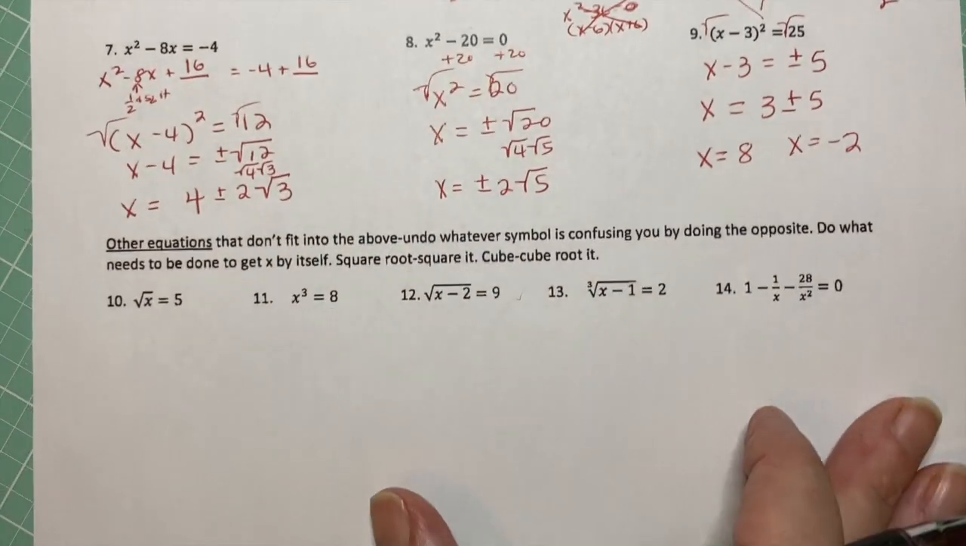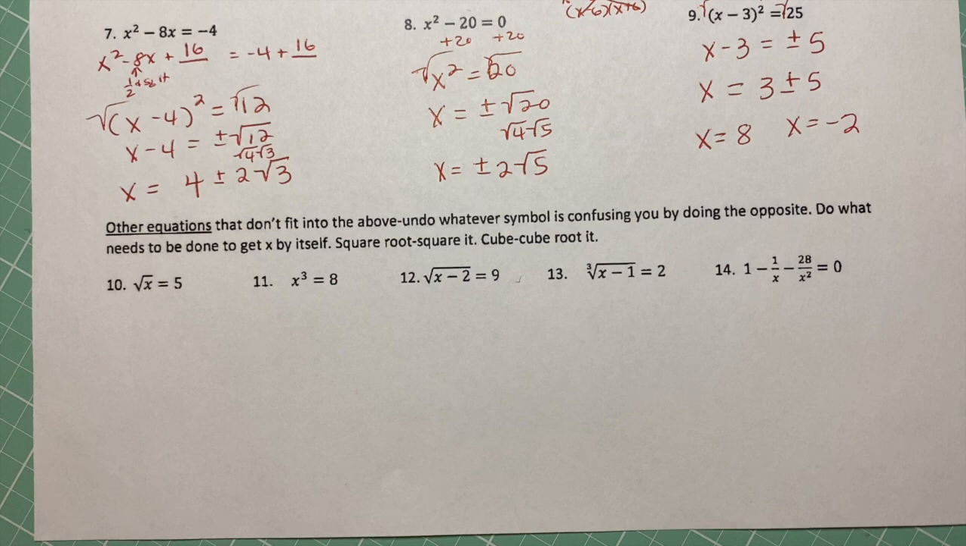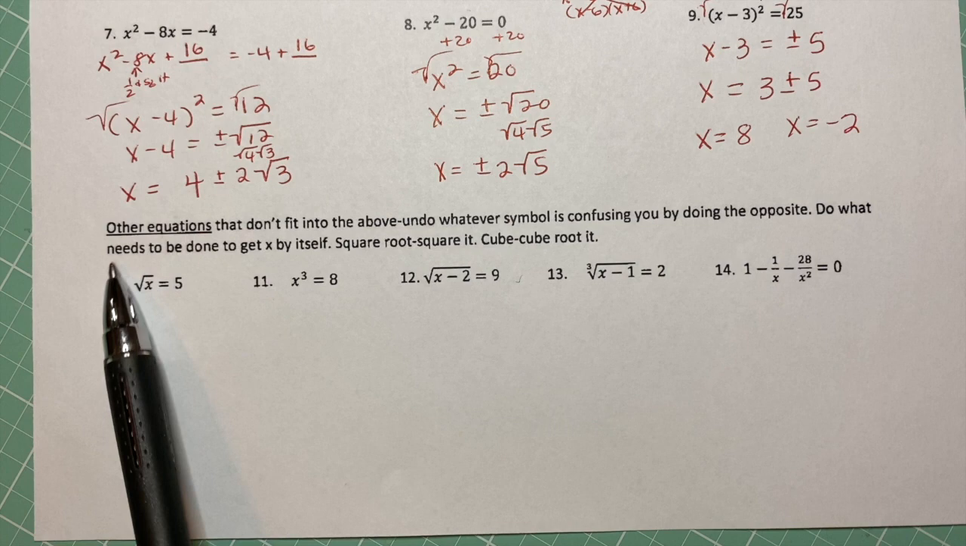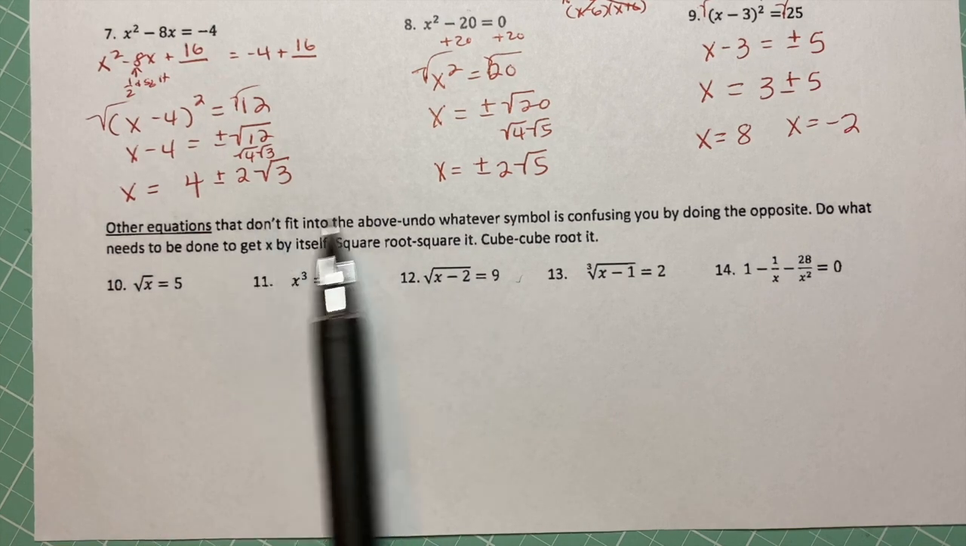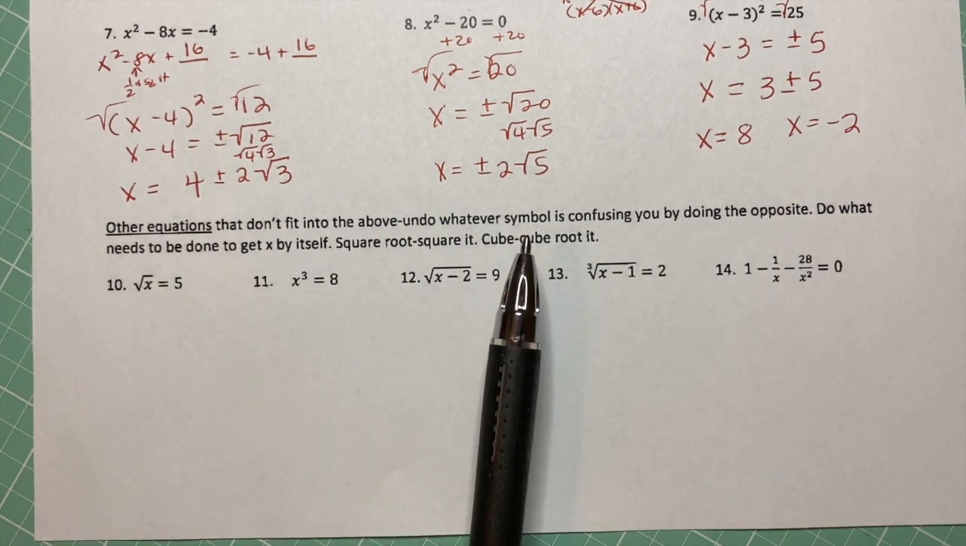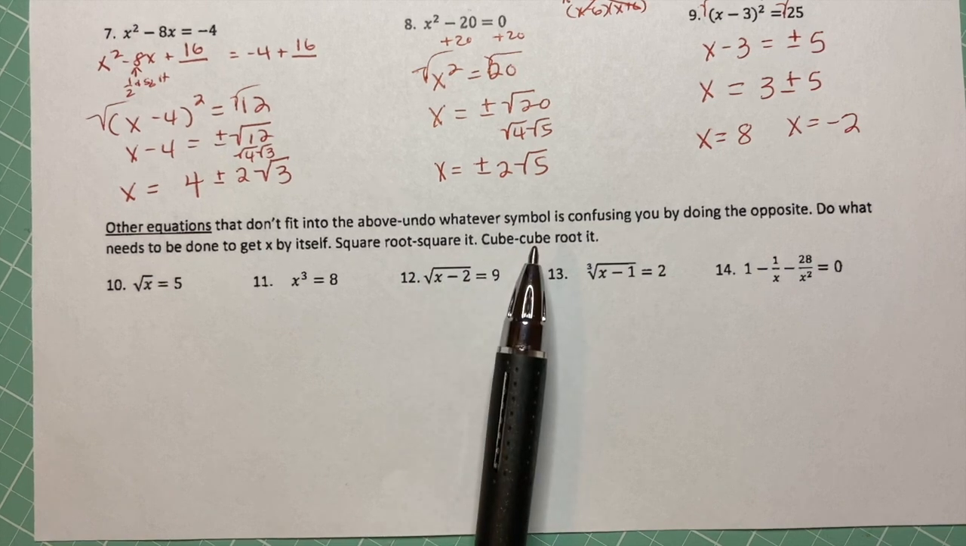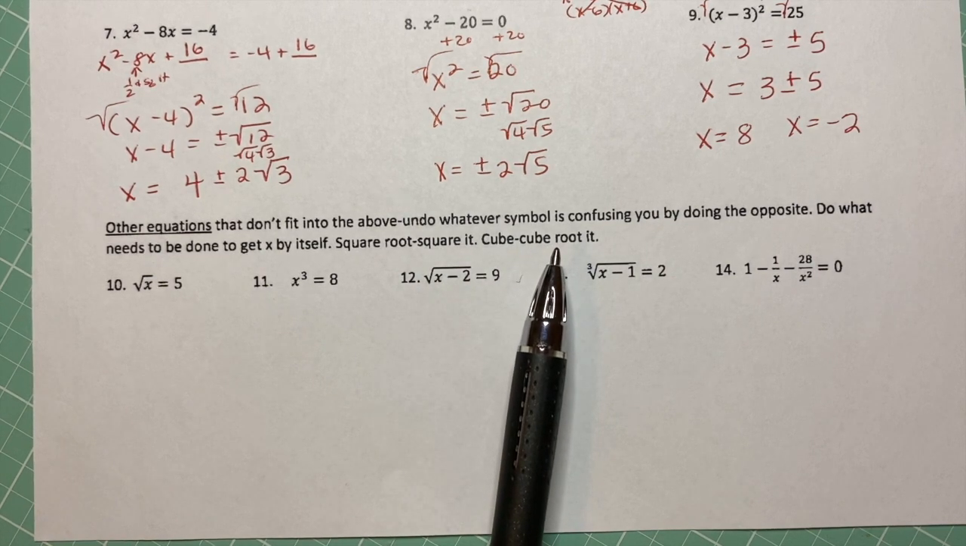Okay, but let's look a little forward going into college algebra and just thinking about when you see something and it throws you off, what do you do? You always want to do the opposite. So I've got on here that if other equations don't fit into the above, just think to yourself, whatever's holding me up, I want to do the opposite of.